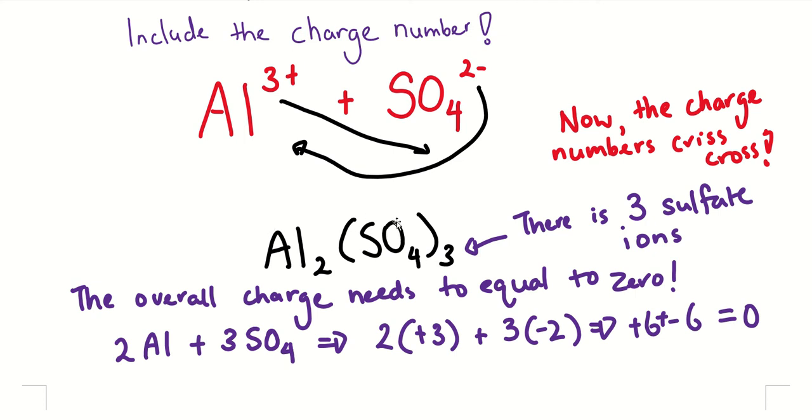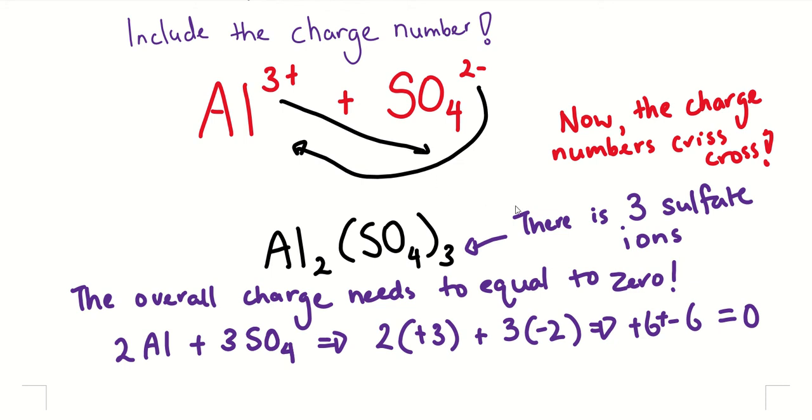Okay, the last thing you can do is check whether or not this formula adds up to 0. So if I have 2 aluminiums plus 3 sulfates, aluminium has a charge of 3 plus, so 2 times 3 is 6 plus. And then sulfate, we have 3 of those, and it has a charge number of 2 minus. So 3 times negative 2, we get negative 6. Positive 6 plus negative 6 equals 0. So that's how you do that.